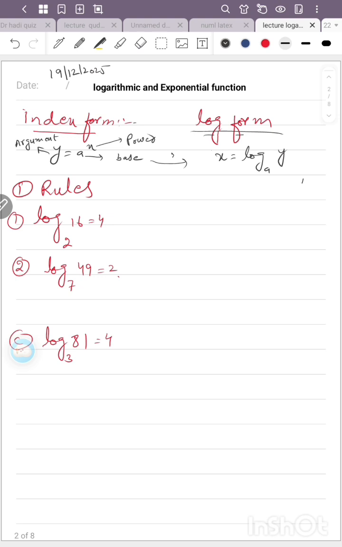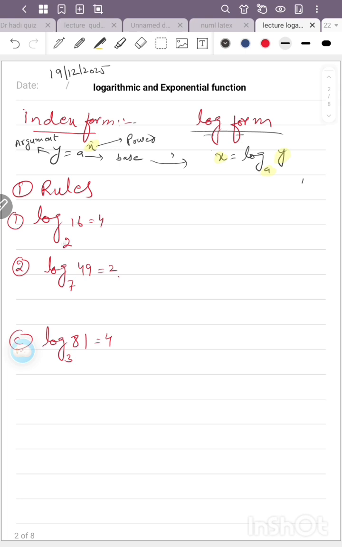So what is the logarithmic form? First of all, this is your power. Power will be here, your base is there, and the argument is here. We have tried to write it in logarithmic form. Now moving forward.